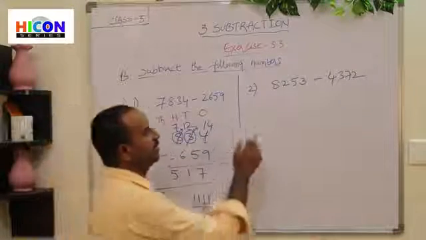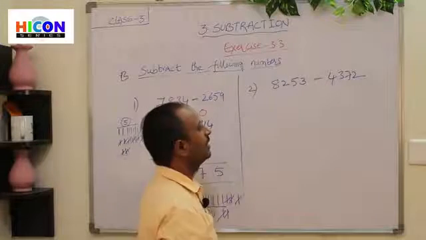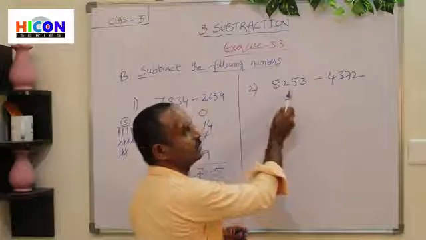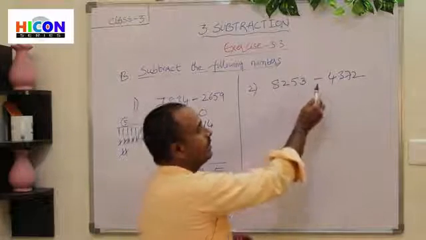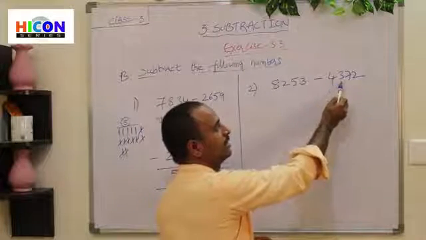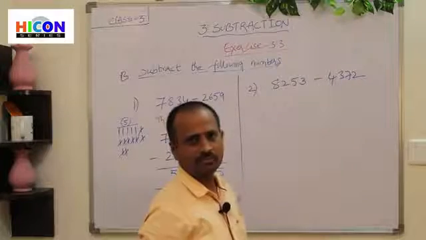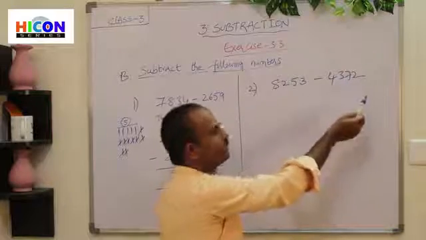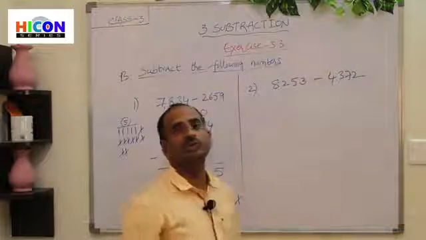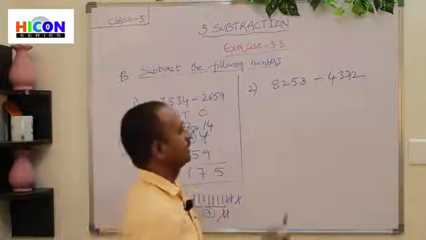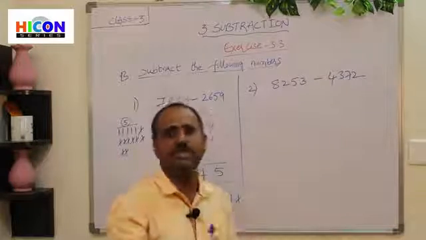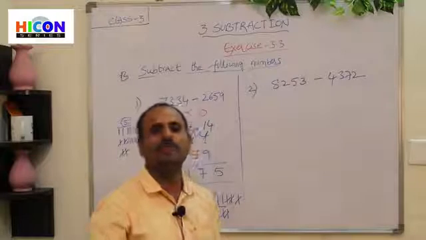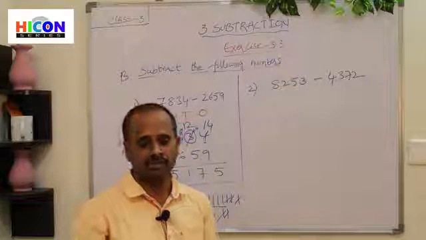So see the second problem. The second problem also has 2 numbers given. The first number is 8253 minus 4372. That means we have to subtract 4372 from 8253. But here the 2 numbers are given one beside the other. Then we have to write the 2 numbers one below the other. Then it will be more convenient to do the subtraction.